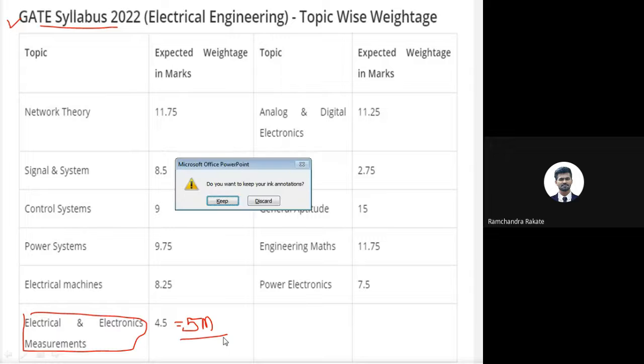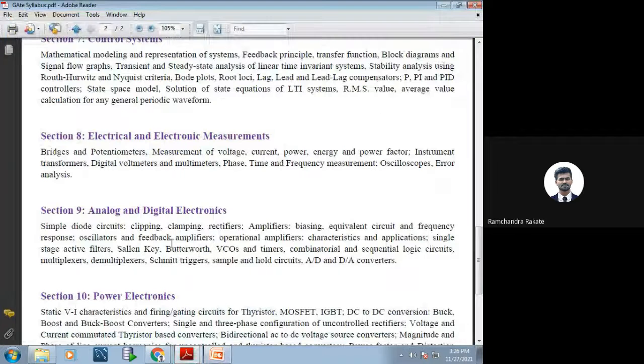So let me just share my slide. Yes. So what we'll cover for the GATE syllabus is the bridges and the potentiometers. Then we'll start with the measurement of voltage, current, power, energy, then power factor. Then we look at the different instruments, instrument transformer, digital voltmeter, multimeter. Then frequency, time, and phase measurement. At the end, we look at the error analysis and oscilloscope. Okay, so let's get started.